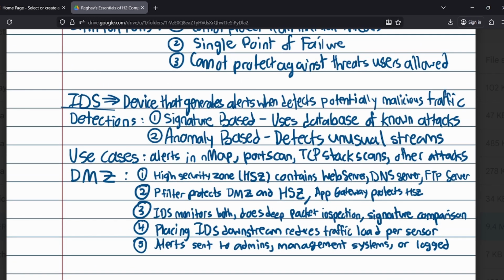Then we have this. We use this a lot in the army as well, IDS. An IDS is a device that generates alerts when it detects potentially malicious traffic. There are two types: signature-based and anomaly-based.